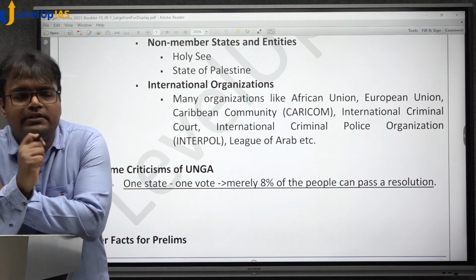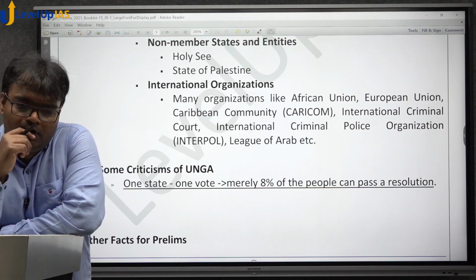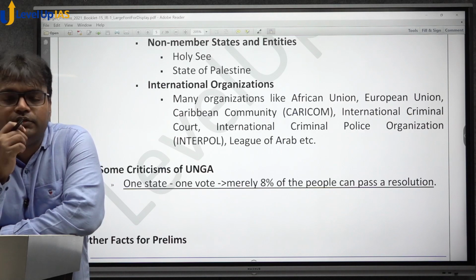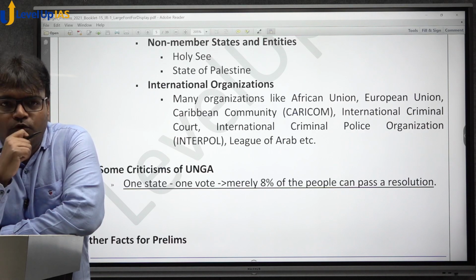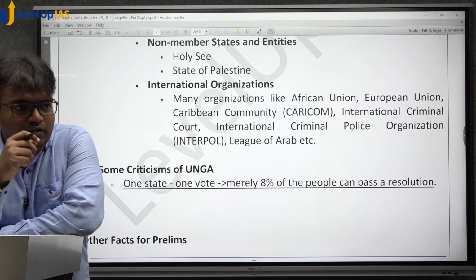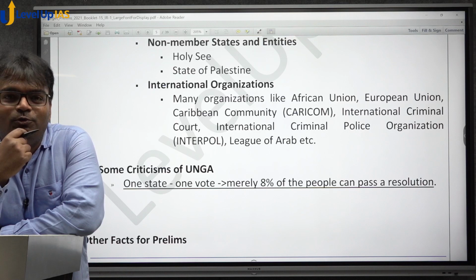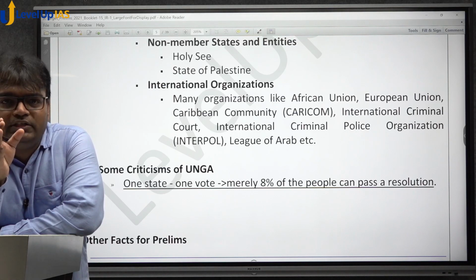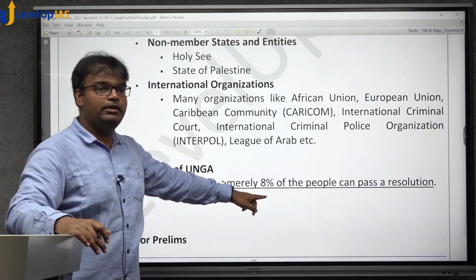Now, a major criticism of United Nations General Assembly is that every member country has one vote. A country as big as China has one vote. A country which is very, very small and maybe having 1 lakh population also has one vote. So any decision could be passed in United Nations General Assembly if 8% of the people can pass a resolution.